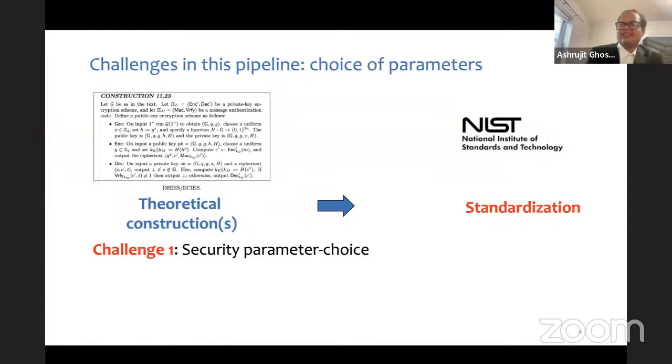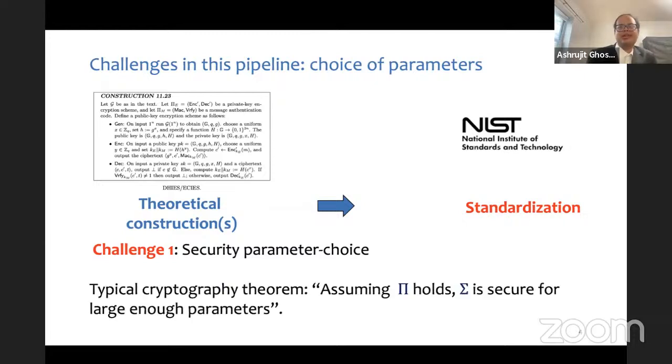The most challenging thing in the pipeline from theory to practice is the choice of security parameters for candidates that are standardized. The challenge stems from the fact that typical cryptographic theorems deal in asymptotic terms. For example, they show that assuming some problem is hard, a cryptographic scheme is secure for large enough choice of parameters. While that's a perfectly acceptable thing in theory, in practice, we need to actually set these parameters to concrete values.